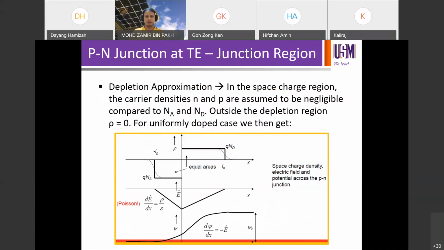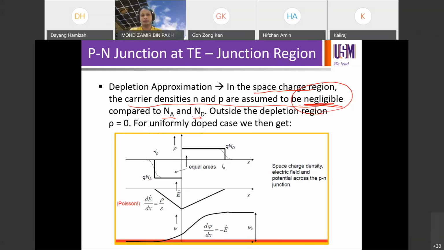If you want to plot this, in the depletion approximation in the space charge region, SCR, the carrier densities in N and P are assumed to be negligible compared to NA and ND. Why? Because these regions have lost their electrons and holes due to diffusion that was happening before thermal equilibrium. So that's why the carrier densities in the SCR are so much lower in comparison to the NA and ND on the left hand side and on the right hand side of the PN junction central region. So we say that it's negligible, because the carriers are lost due to diffusion before thermal equilibrium is established.